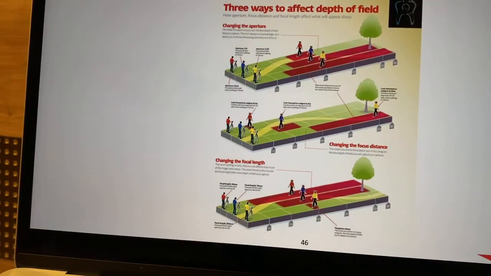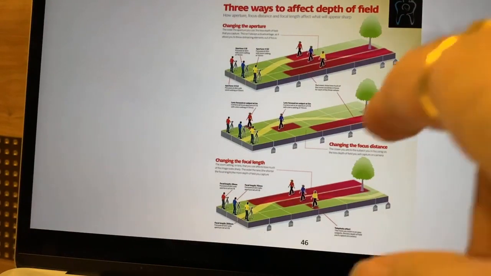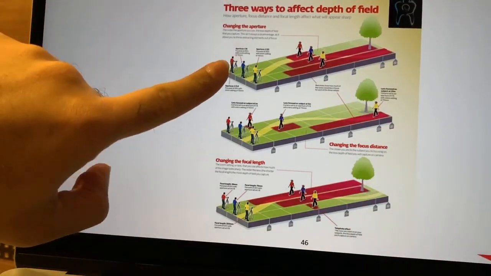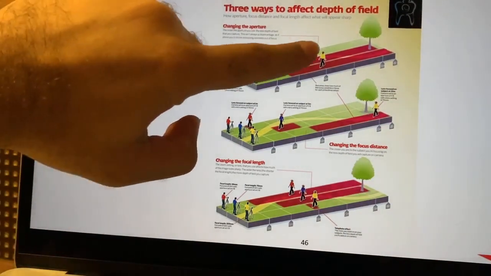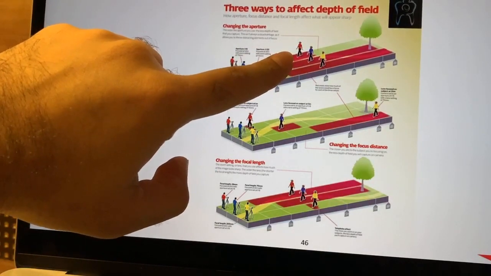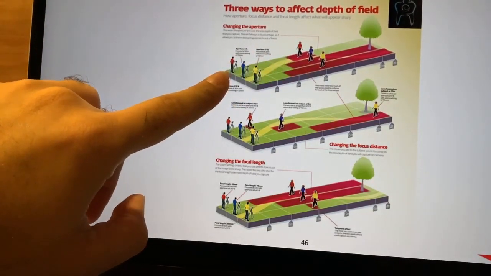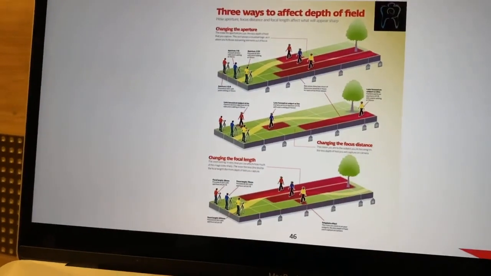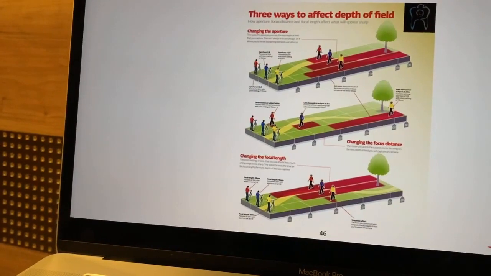There are 3 things that control our depth of field. Number 1, that is the F number. If you work at less F number, the depth of field will be shallow. You can see the red band is small. That means the depth of field is shallow. If you work at a higher F number, like the guy in the yellow t-shirt, the depth of field is deep. So that was the first technique.